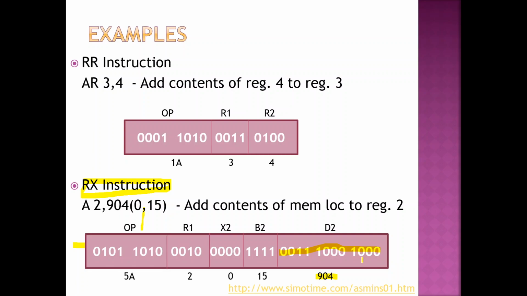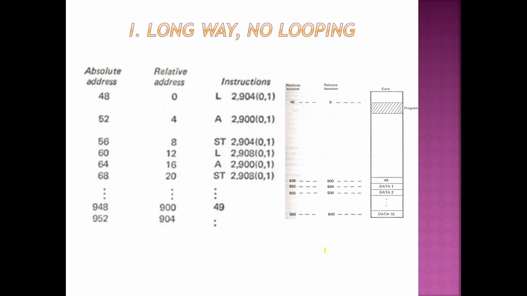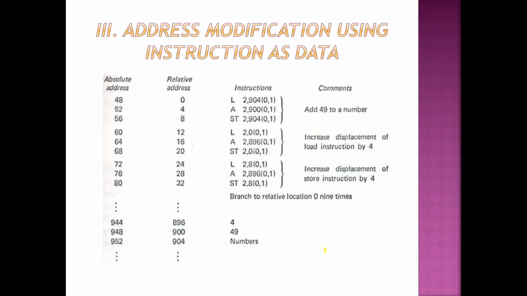How am I doing it? I'm adding 4 to this. So what happens? This displacement alone becomes 908. So how should I do it? Where will this particular value be available for me? That is what we are going to see now. So understand the concept, and let us jump into the program now. Address modification using instruction as data.